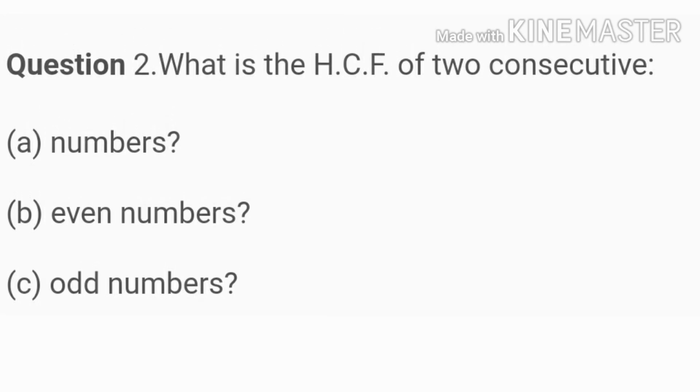Now question number 2 we have: what is the HCF of two consecutive, A part numbers, B part even numbers and C part odd numbers. Students, all three parts we have to do separately, but the condition is that we have to take two consecutive numbers, in a continuous manner. If you are taking consecutive odd numbers, so 1, 3, 5, 7, in such a manner. Consecutive even numbers, in the last exercise also we have done consecutive term questions. So let's start A part.